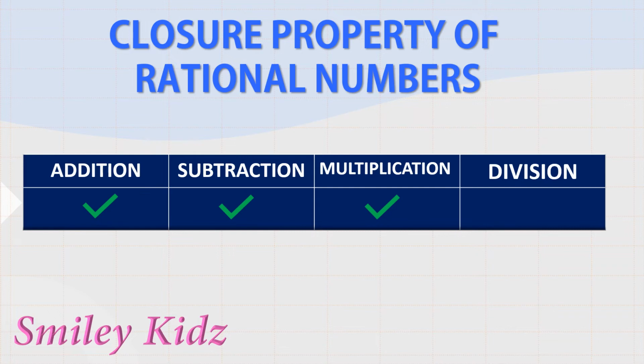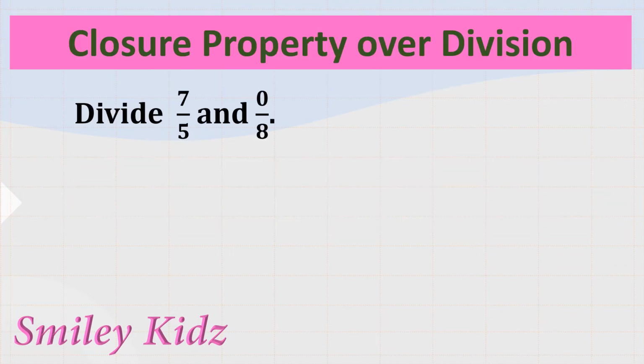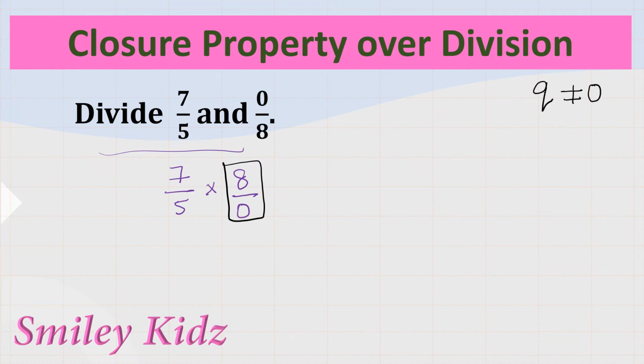What about division? Closure property over division. Here is an example. Divide 7 by 5 and 0 by 8. 7 by 5 multiplied by 8 by 0. So first, take a look at this. Is it a rational number? No. According to rational numbers, q should never be equal to 0. But here, q is 0. So this is not a rational number.